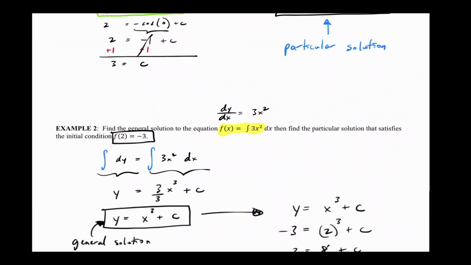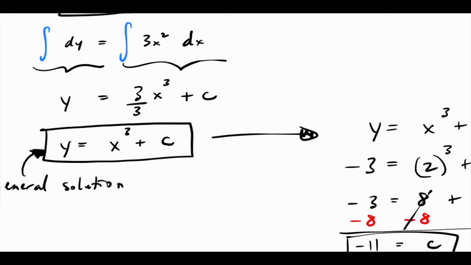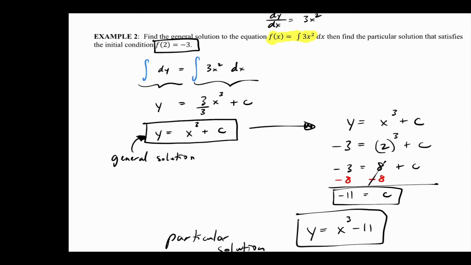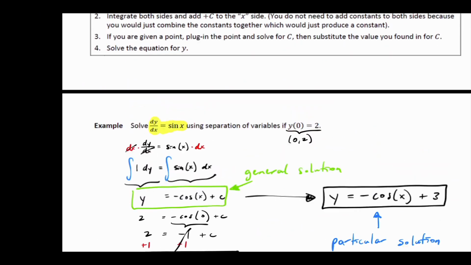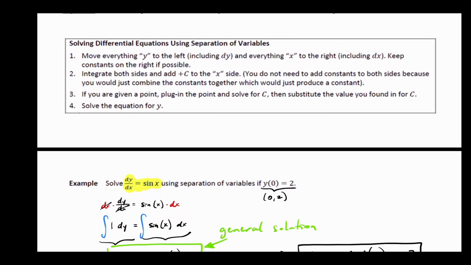Alrighty, so when we're solving a differential equation for either a particular solution or a general solution, remember the general solution is the one that has a C in it. The particular is the one that has no C in it. We use these same steps we've been using since yesterday.